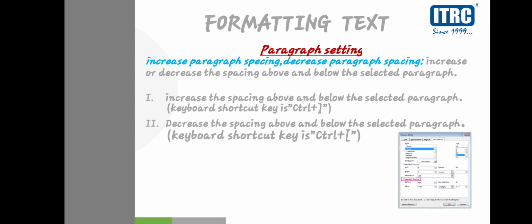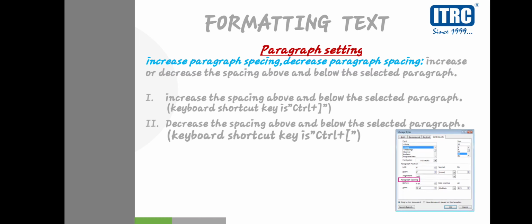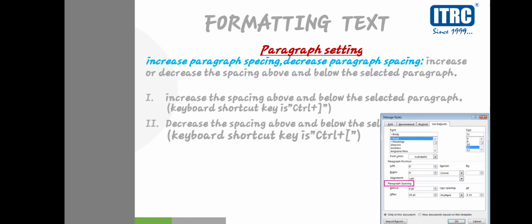Paragraph setting. Increase paragraph spacing, decrease paragraph spacing. Increase and decrease the spacing above and below the selected paragraphs. Increase the spacing above and below the selected paragraph. Shortcut key is Control open brace. Decrease the spacing above and below the selected paragraph. Keyboard shortcut is Control close brace. Like that, here a title box appears, and here there are options for after, before and line spacing.